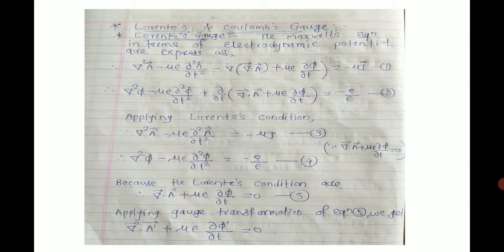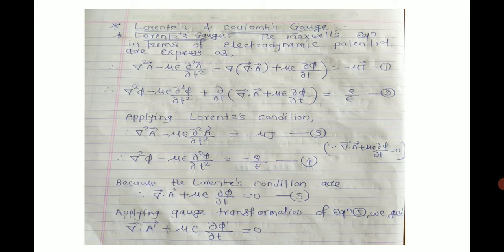In the previous video, we obtained the Maxwell equations in terms of electrodynamic potentials. That is, in the inhomogeneous wave equation video, we obtained the two electrodynamic potentials: one is the magnetic vector potential A, and another is the magnetic scalar potential phi.